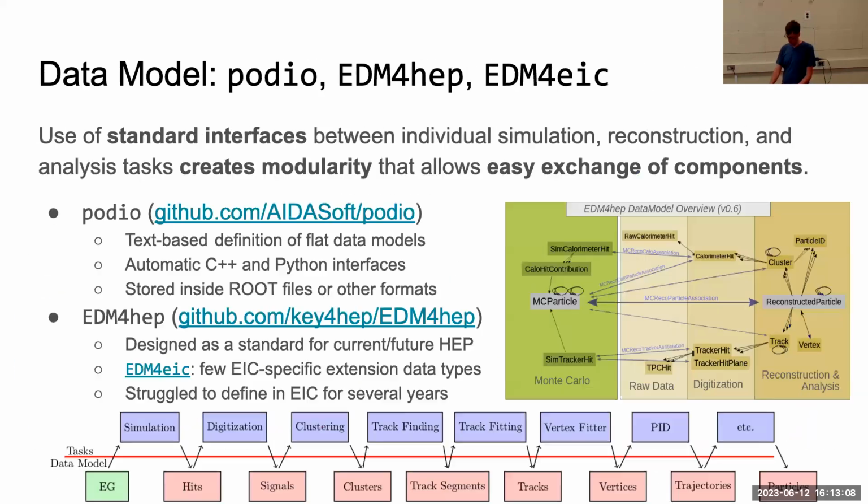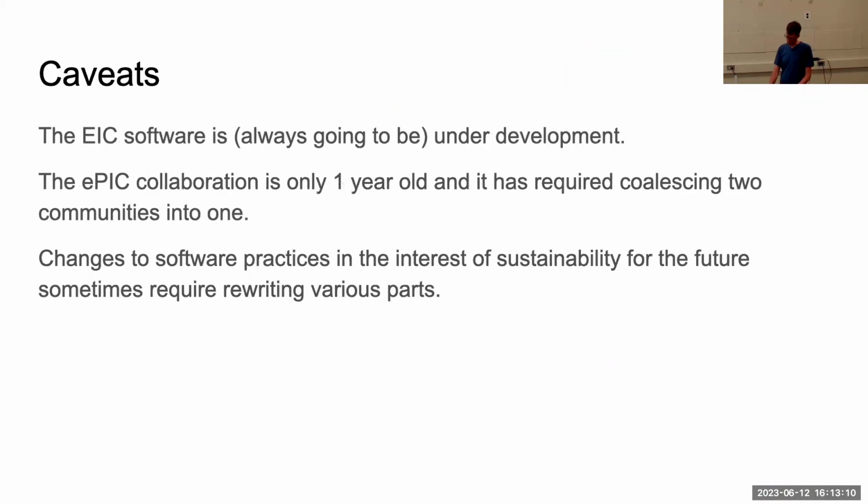Okay, so let me go to my caveats, just before we get started with actual software. EIC software is under development, and it's going to be under development. That's part of the agile part of the statement of principles. It's here now. We don't have to wait for 5 years for there to be a finished piece of software before we start using it. You can use it right now.